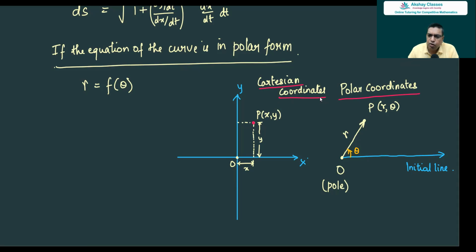So now what is the relationship between the polar coordinates and the Cartesian coordinates? If you drop a perpendicular from P onto the initial line, and you take O as the origin of the Cartesian coordinates, initial line as the x-axis, then just a second.